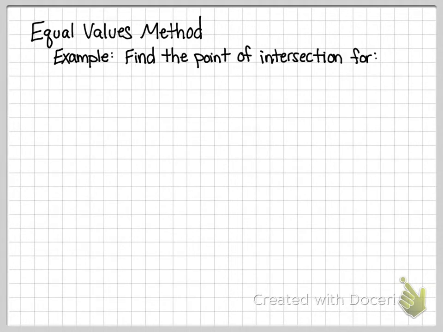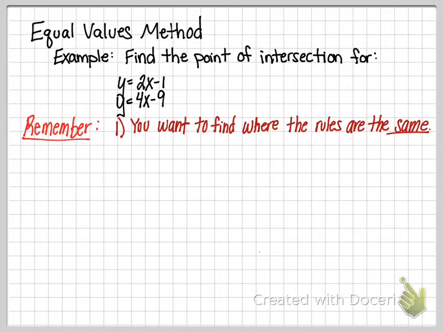Let's take a look at an example. In this example, it is asking us to find the point of intersection. So we'll take a look at two rules: y equals 2x minus 1 and y equals 4x minus 9. And we'll find out when these two are the same. There are a couple things that I want you to remember. The first thing is that you are finding where the two rules are the same, where they're equal to each other, where they're going to have the exact same values.